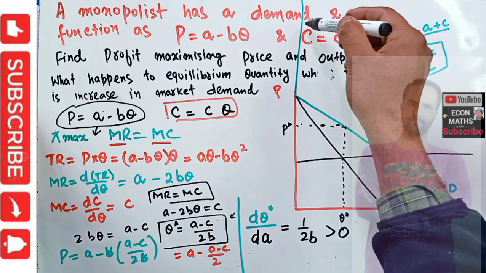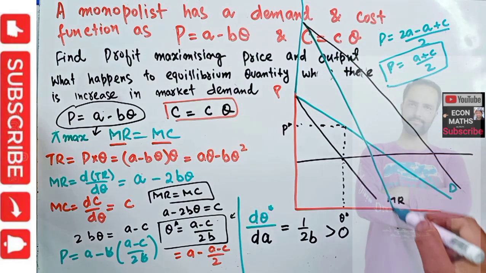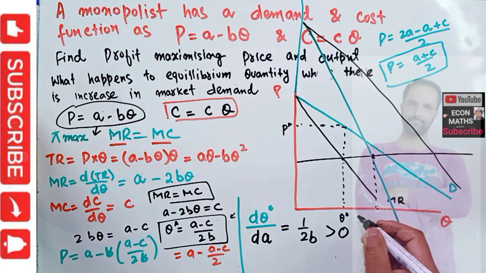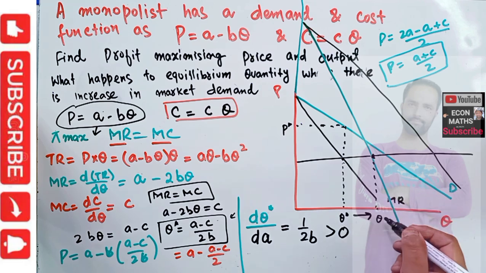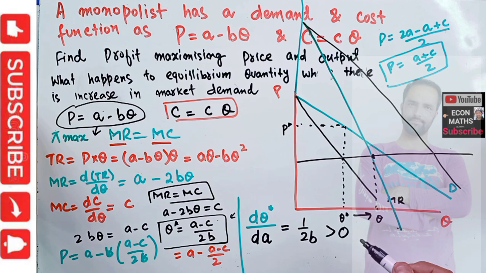Let us say this will be our new demand function. Correspondingly, our new marginal revenue function will be this. Marginal cost is this. That means equilibrium quantity will increase. Because the sign of the comparative statistics result is greater than 0, we can say that when A increases, that means when demand increases, equilibrium quantity will also increase.